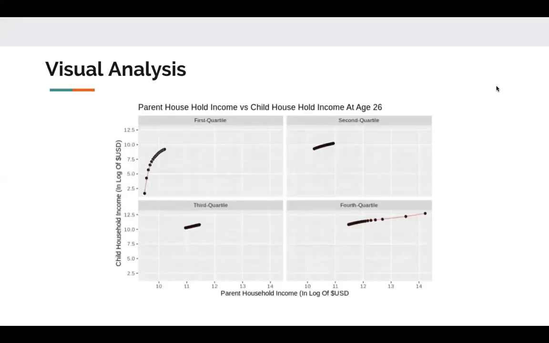And then we also showed the parent household income versus the child household income at the age of 26. Once again, we also put this in log form. And as you can see, we put it in different quartiles as well and included trend lines.